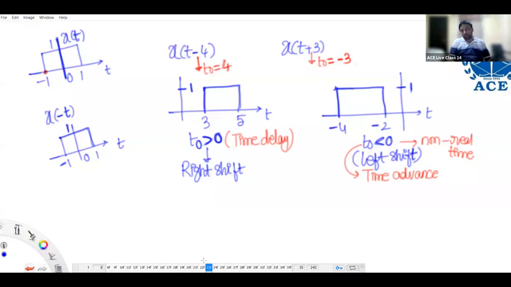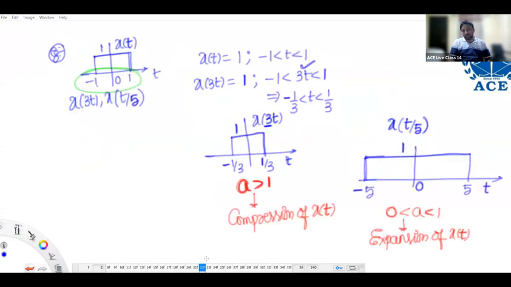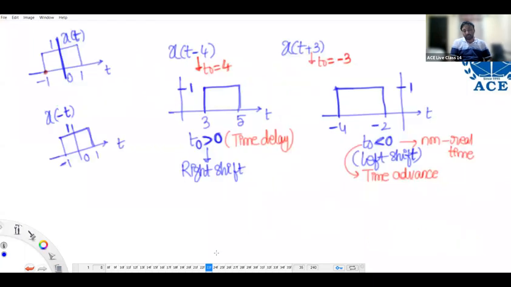So wherever we are using these three operations, we will never violate those conditions, sir. Time scaling symbol is what? X of at, a greater than 1 is compression, a less than 1 positive is expansion. Shifting symbol is what? t minus t naught. t naught positive is right shift, t naught negative is left shift.